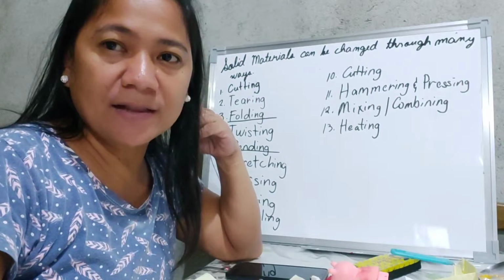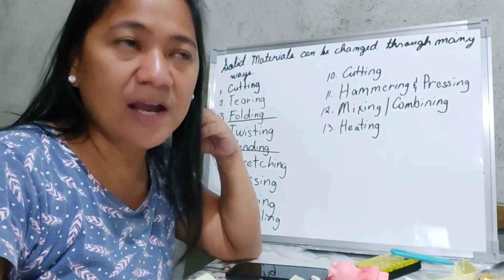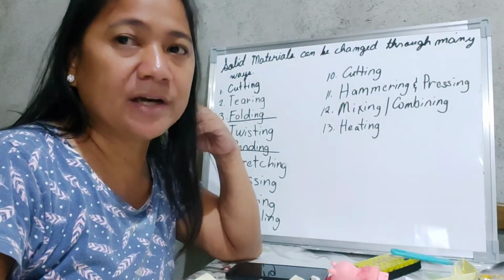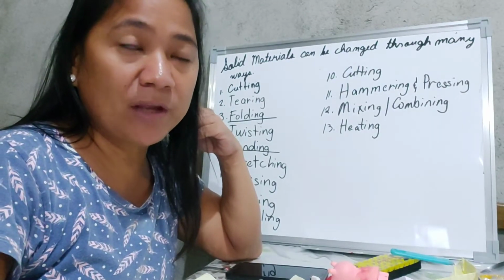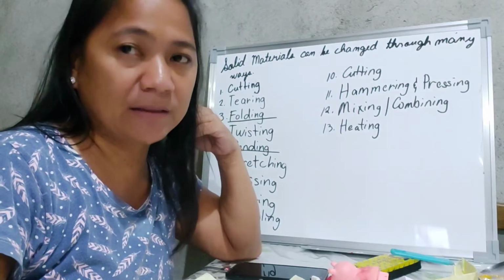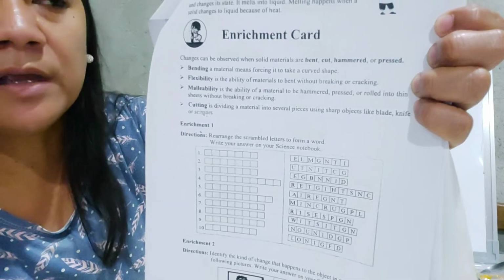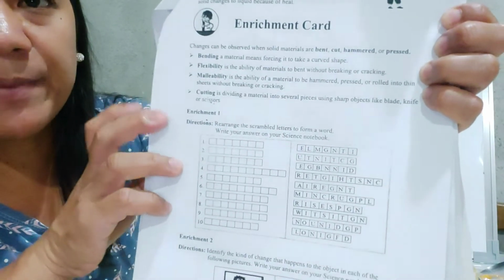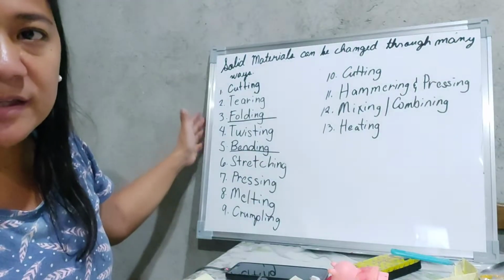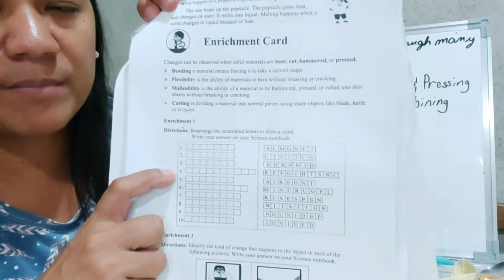So, yung popsicle natin, from solid, magiging liquid siya kapag binilad natin siya directly under the sun. So, paano siya mag-iiba from solid to liquid? It is because of melting. So, we have here the enrichment card. There are some important terms that we should remember. Yung idi-discuss natin dito kanina, nandito yung kanilang mga meaning. So, pwede natin silang basahin.